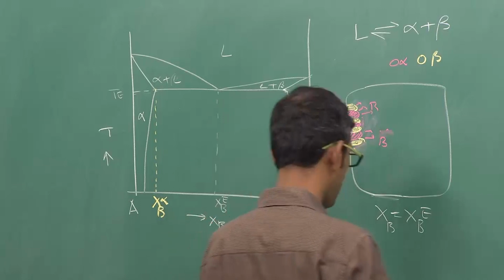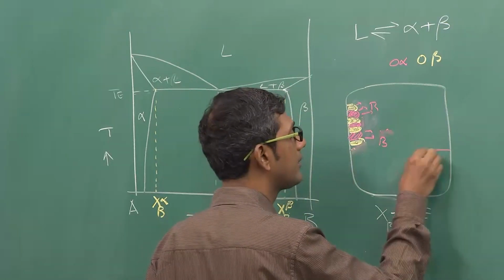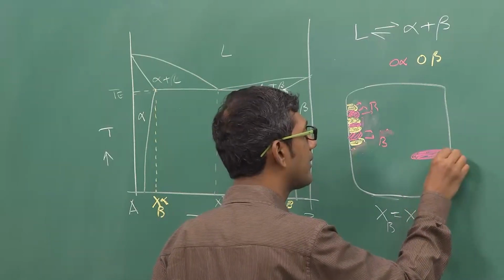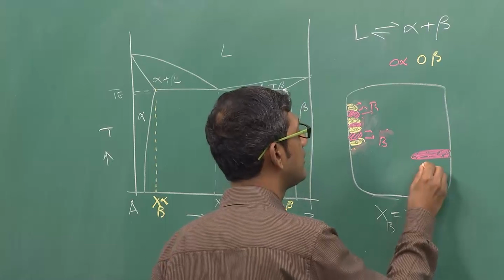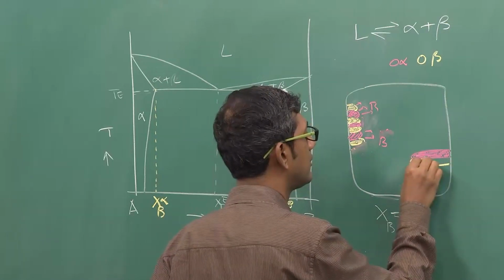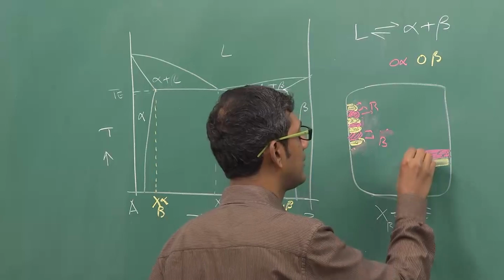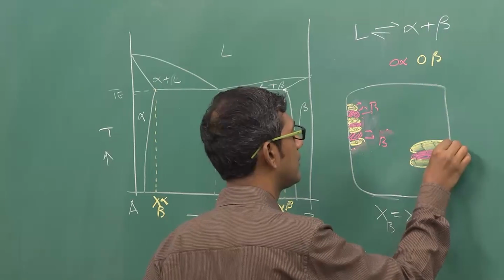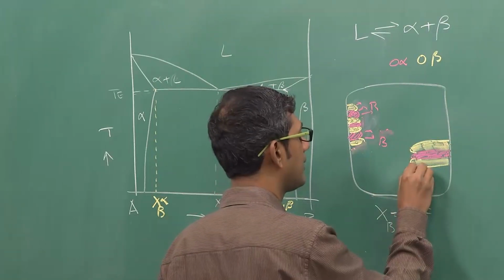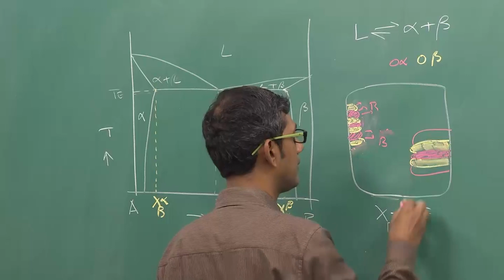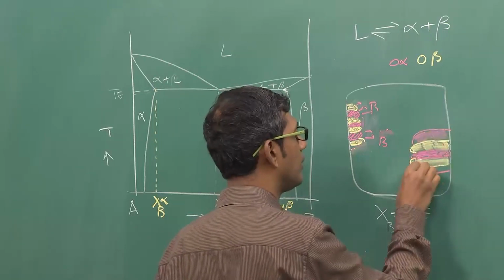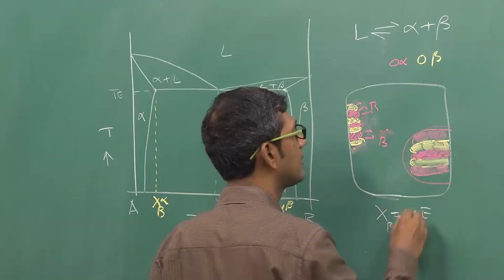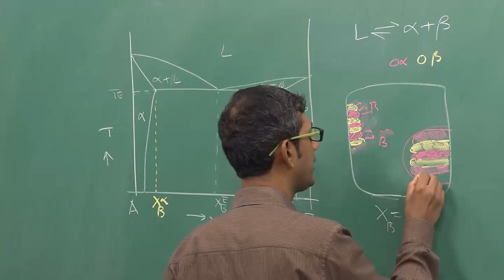So, if I have to draw a complete full eutectic with the lamellae of alpha and beta, it will look like this. This is my alpha, this is my beta, another beta on this side, then another alpha, and so on. So, finally you form a colony like this with alpha beta lamellae.